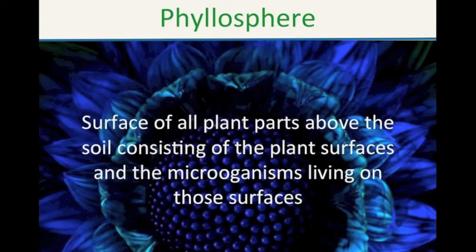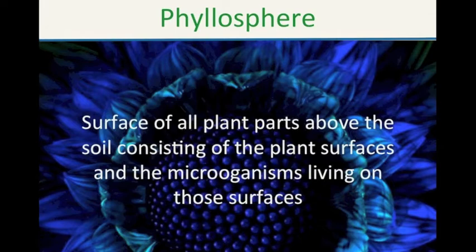A new term for many of you, I'm sure, will be phyllosphere. This phyllosphere is all the surface area on a plant above the soil. So the stems, the leaves, the flowers, buds, everything that's above the soil is part of the phyllosphere. The other part of the phyllosphere is those microorganisms that live on the plant surfaces above the soil.